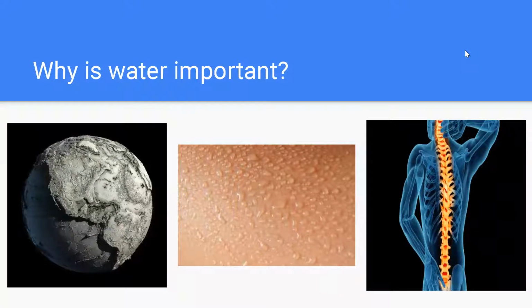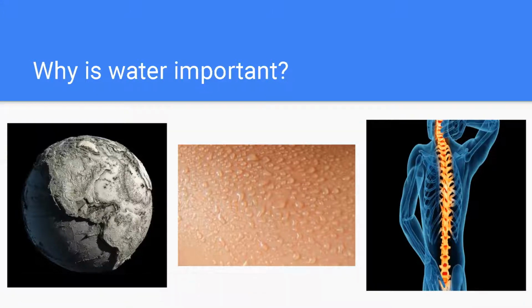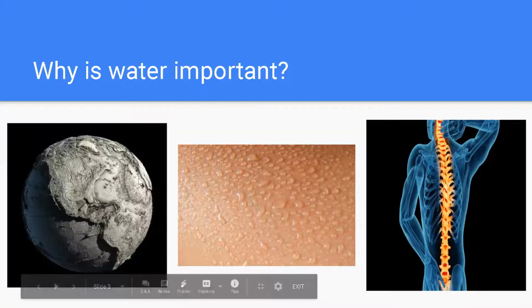Water covers 70% of Earth's surface, and living organisms are made up of mostly water. The human body is made up of 60% water. So water is really important to us. This is a picture I included of what the Earth would look like if there was no water on it. You can see how dry it looks. That's because water is necessary for all walks of life.